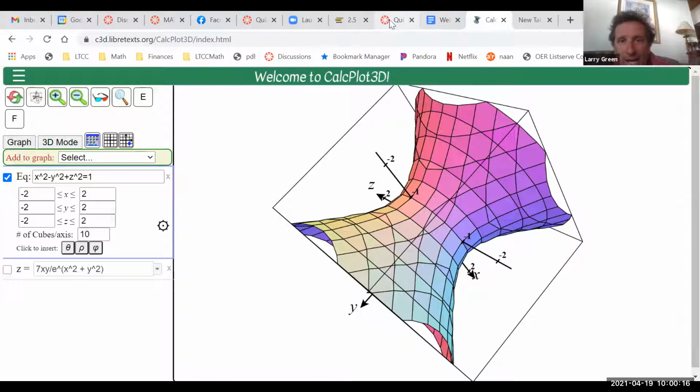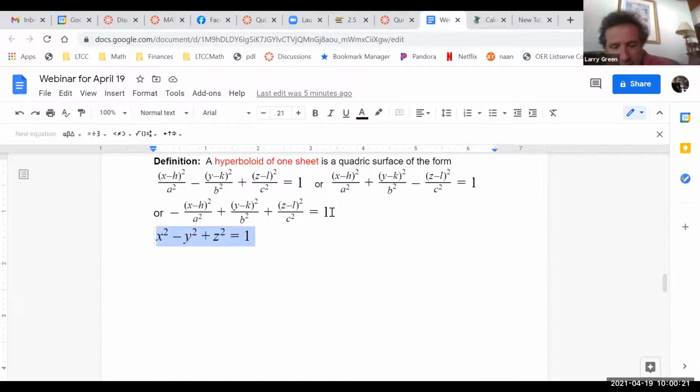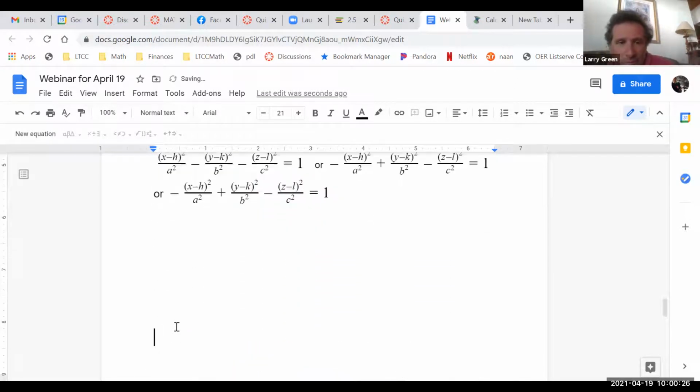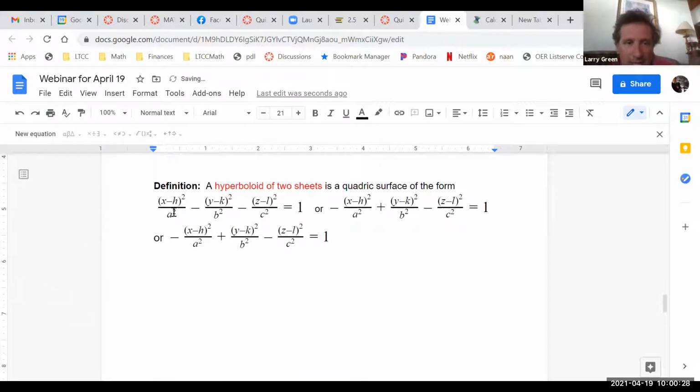On the other hand, now let's go into the next definition. You could take the same thing, and instead of changing one of the signs to negative, change 2 of the signs to negative. Okay, and that'll still give you a quadric. And it turns out that's a hyperboloid of 2 sheets. So basically it looks similar to hyperboloid one sheet, but in this case, the traces are interesting.